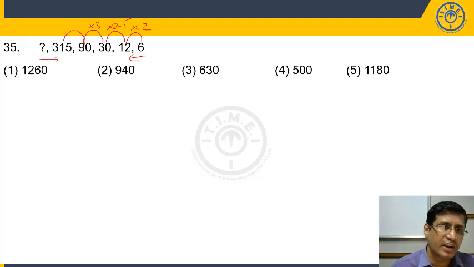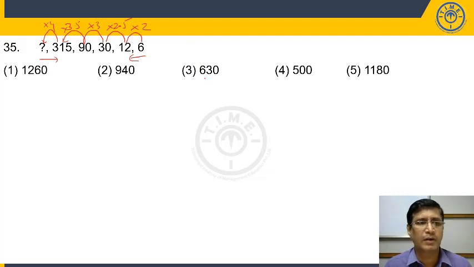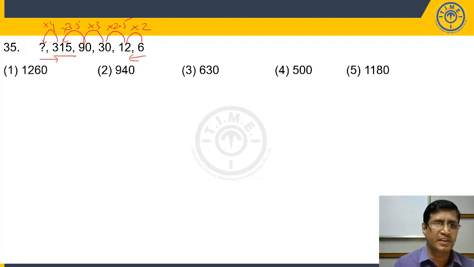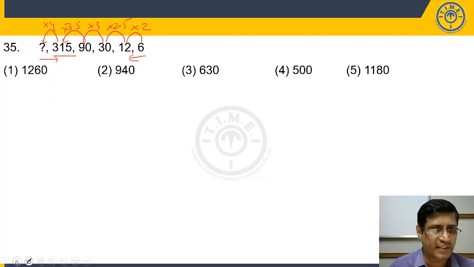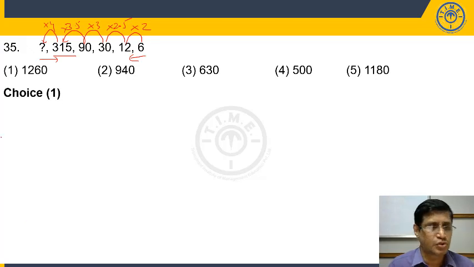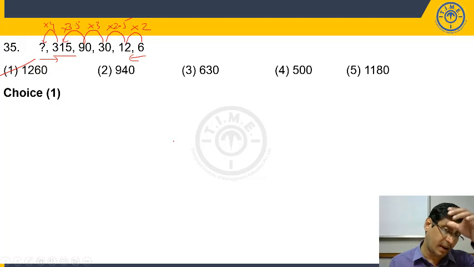Now the next one, it becomes how many times? 3.5 times. The next value is 4 times. So into 2, into 2.5, into 3, 3.5 and 4. So 315 into 4. 4 times of 300 is 1200, 4 times of 15 is 60. The right answer is 1260. Option number 1. The first choice is the right choice.